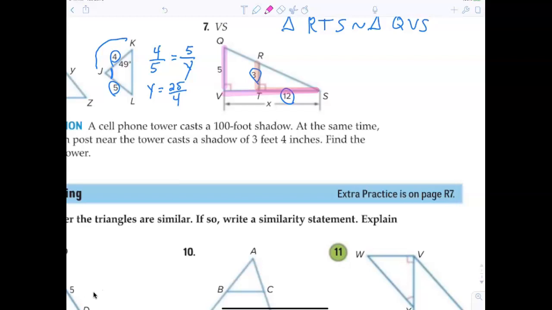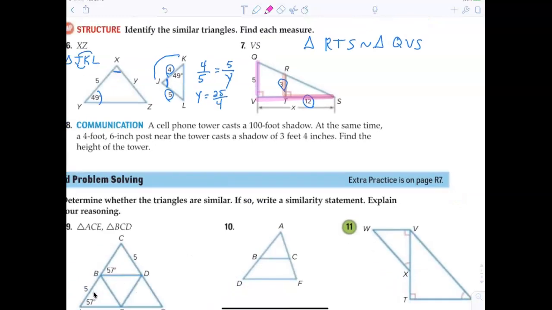Is there one way to set up the proportion, or is there a lot of ways? There's a lot of ways to set up the proportion. A lot. So if you get the answer, do you have to set it up like I did? No, you don't. You just have to get the right answer. So that was kind of easy.